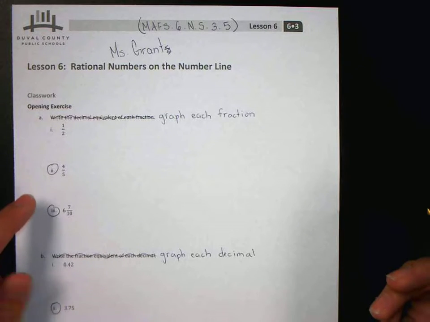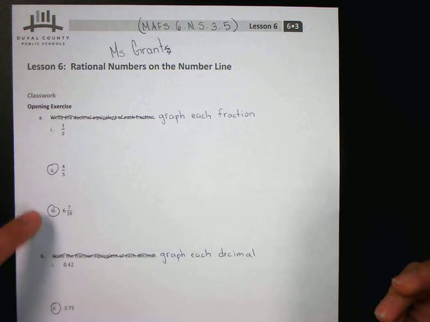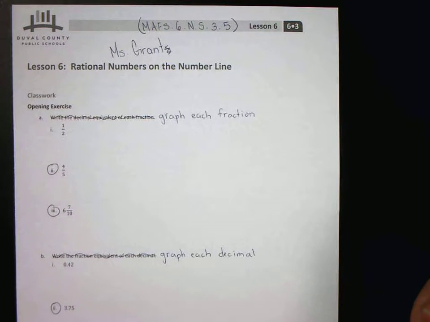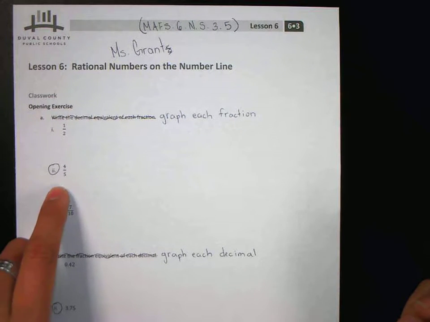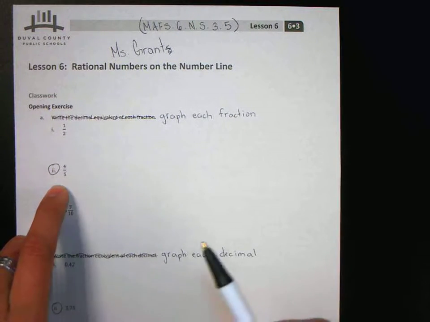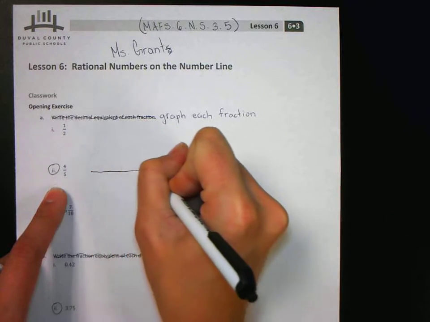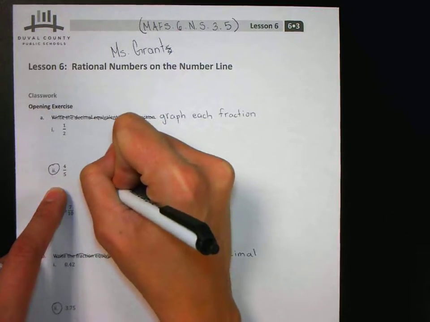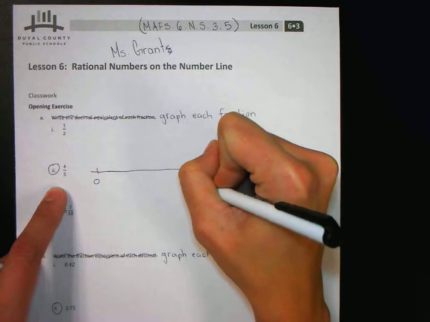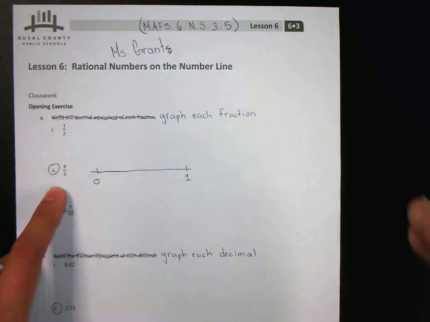I want to graph 4/5 and 6 7/10 for the fractions, and then we'll move on to decimals. For 4/5, okay? We know that 4/5 is less than 1 whole, so I know when I draw my number line, it's going to be in between 0 and 1, because 4/5 is less than 1 whole.